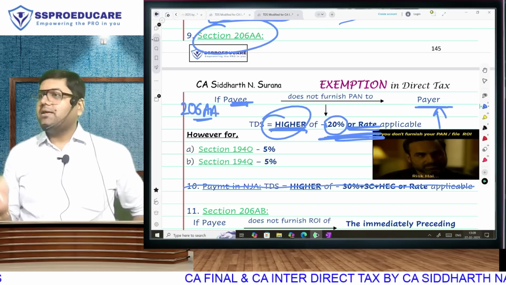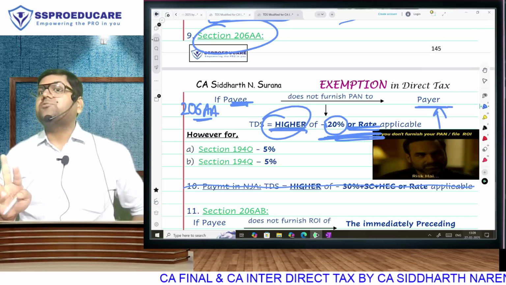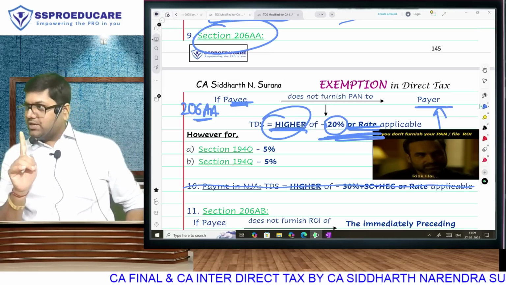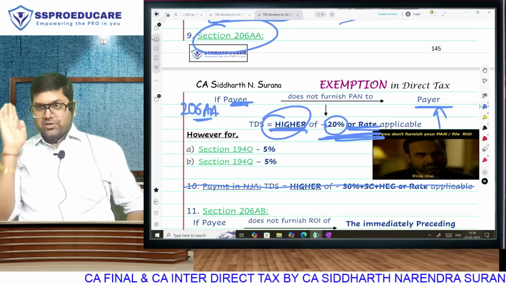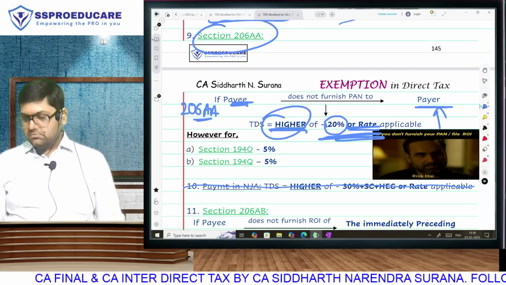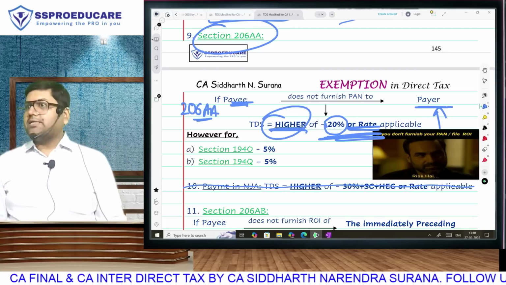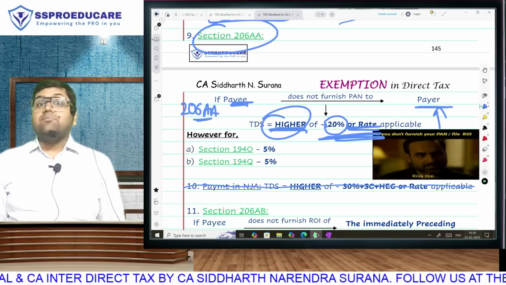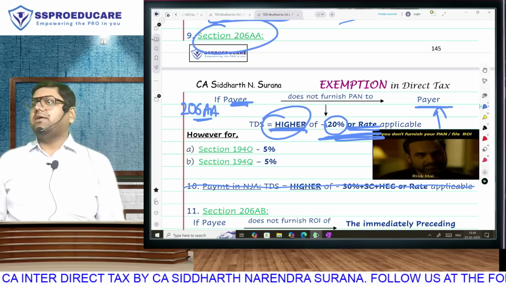So if you furnish PAN, then as per section. If you don't furnish PAN, then minimum 20% TDS. That means, can I say you are being subjected to higher TDS? Think about it as a payee. Your TDS as a professional is going to be what rate? My TDS as a professor with coaching classes is going to be what rate? 10%. But if I don't give them PAN, what will be the TDS?